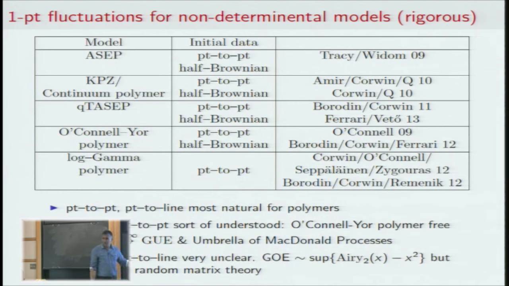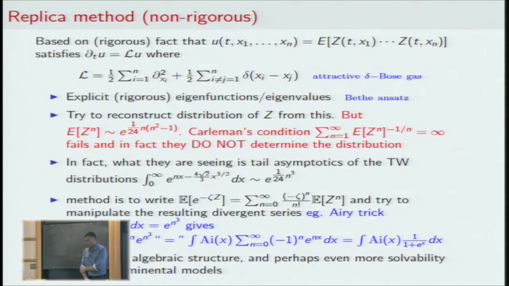But the GOE, this is a big mystery. Why you're getting GUE in these growth models is really strange. The GOE arises in the growth models because it's the supremum of the Airy 2 process minus the parabola, as Kurt Johansson discovered. But there's no Airy 1 process in random matrix theory. And the fact that this has the same distribution as the top eigenvalue of a GOE matrix seems to be just a coincidence at this point. There's no explanation.